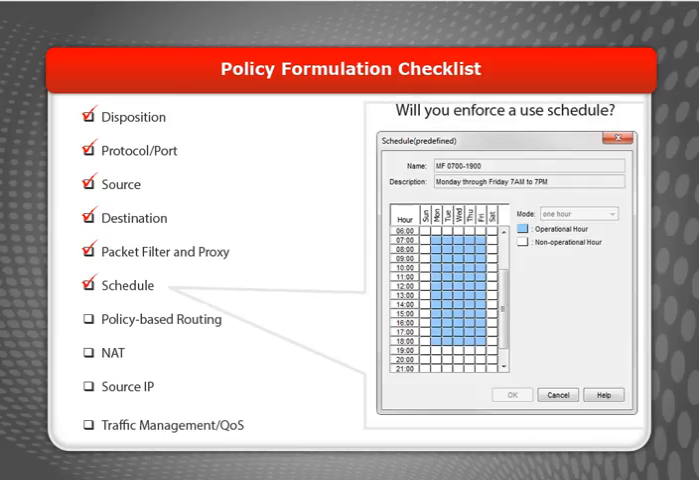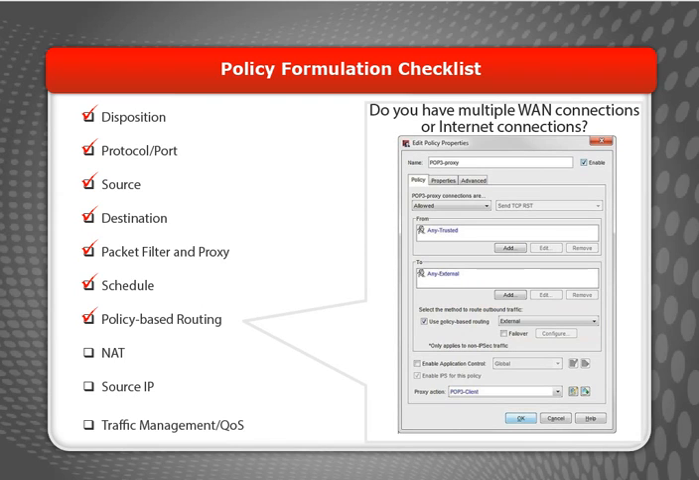You can use policies to enforce a schedule. For example, you can configure a particular policy to be operational only during business hours or only after business hours. If you have multiple wide area network connections or multiple connections to the internet, you can use policy-based routing. For example, browsing goes to ISP1, VPN traffic goes to ISP2, and so on.